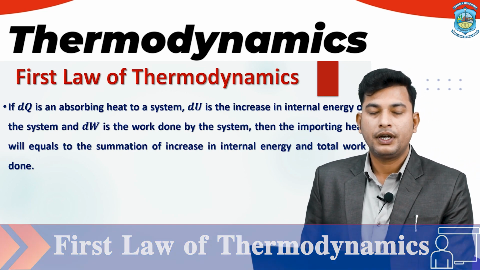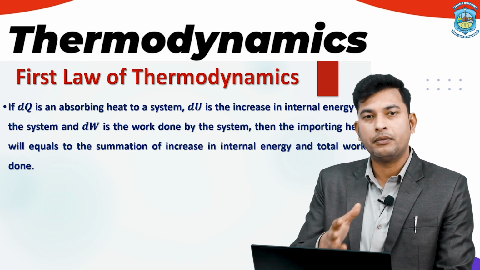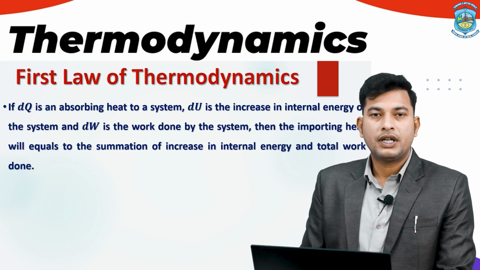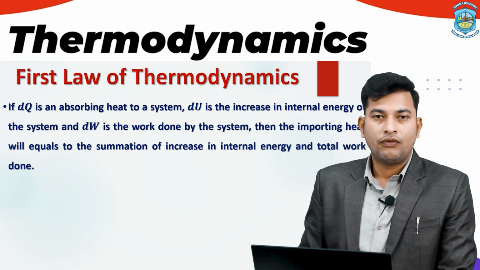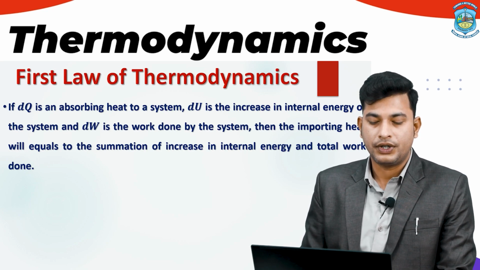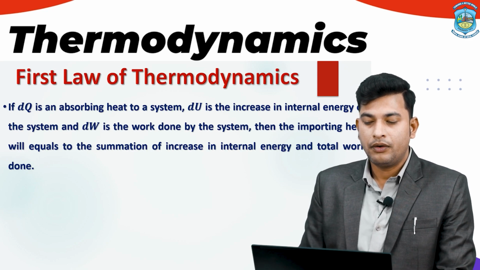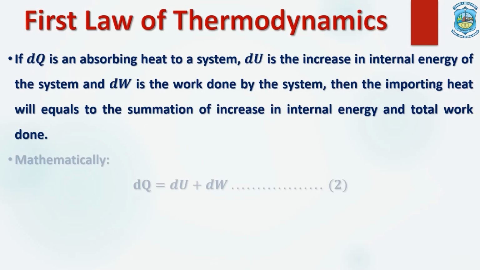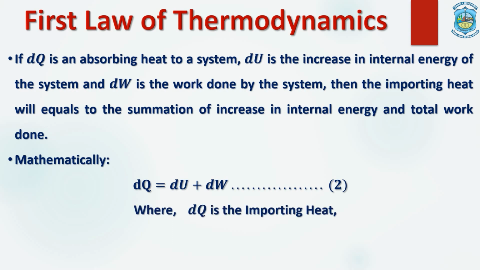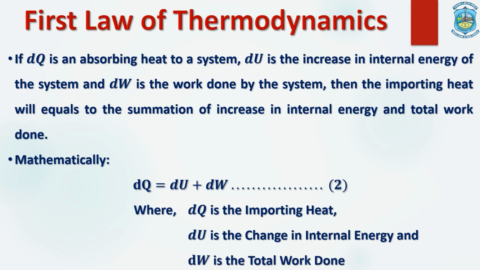So if dQ is the heat absorbed by a system, meaning the heat is changed after the absorption compared to before, then because of this the change in internal energy of the system we take as dU, followed by dW, the total work done from this heat absorbing process. Then the imported heat equals the summation of the increase or decrease in internal energy plus the total work done. Mathematically, dQ is equal to dU plus dW, where dQ is the imported heat, whatever heat we are providing to a system, and this heat changes with respect to time, so we call it dQ. dU is the change in internal energy because of this heat absorption process of the system, and dW is the total work done, or the mechanical work we are having.